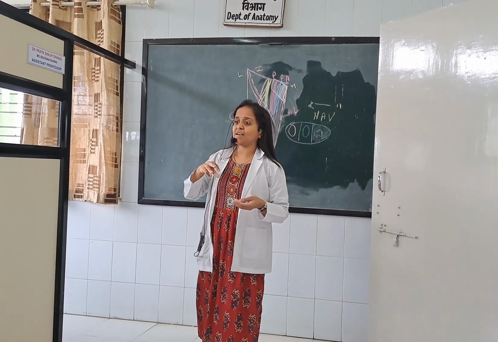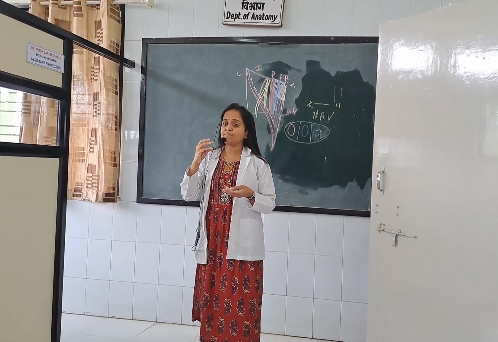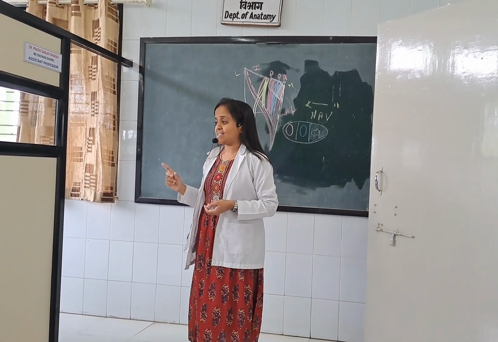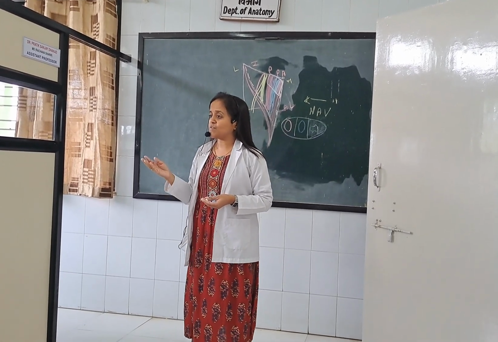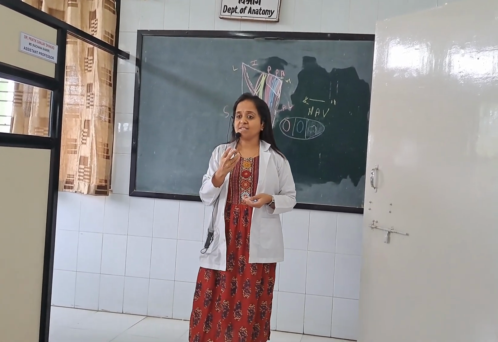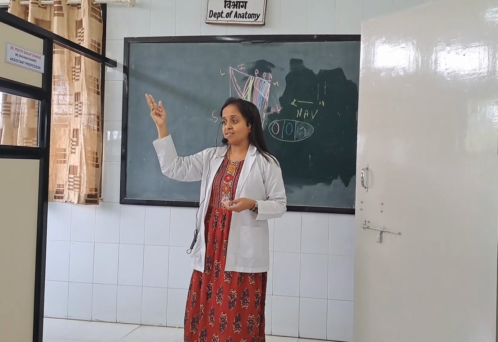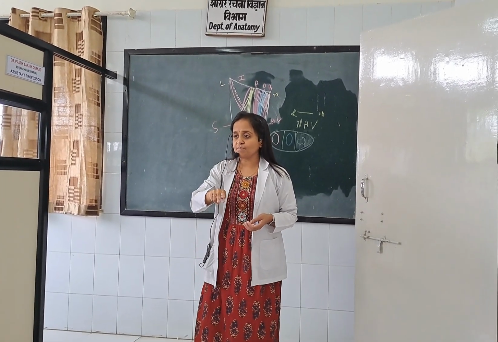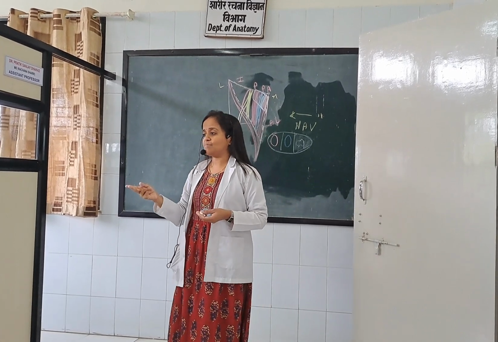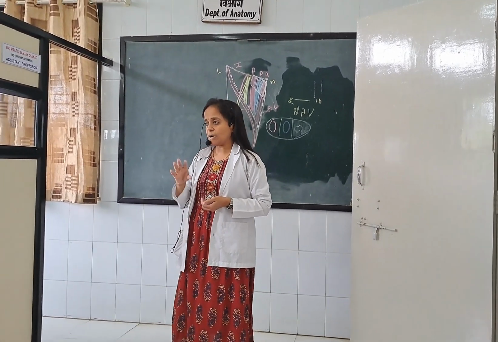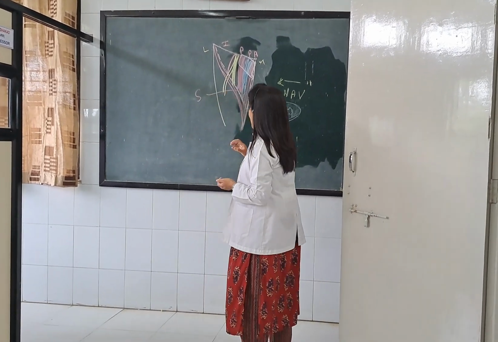Then there are 3 deep branches also, and among these deep branches there is one important branch, that is the profunda femoris artery. Along with the profunda femoris artery there are 2 more branches, that is deep external pudendal, the way there was superficial external pudendal, same way there is deep external pudendal, and muscular branches. So these are the 3 superficial and 3 deep branches of the femoral artery.